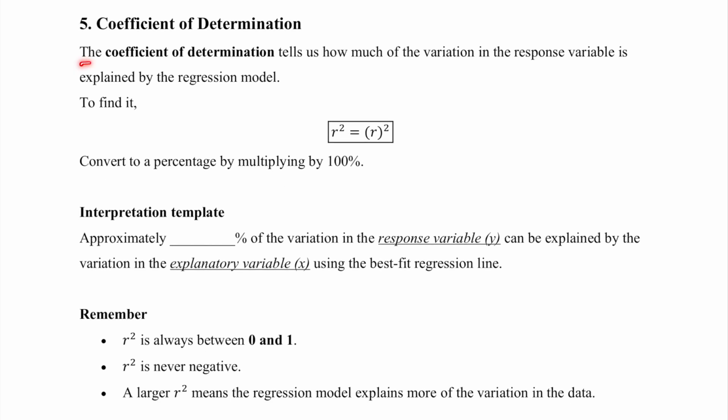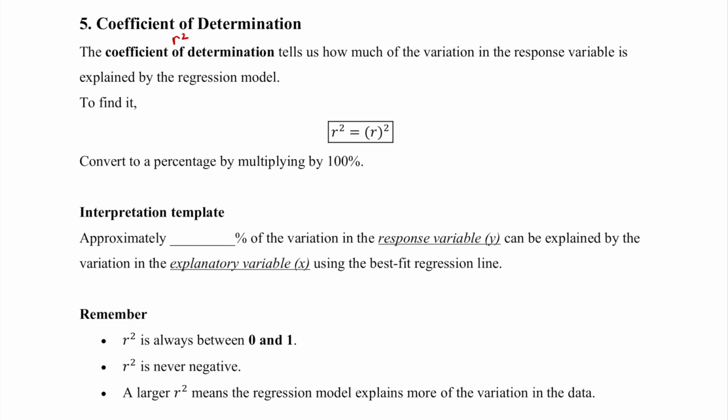The coefficient of determination is written as r squared. It tells us how much the variation in the response variable is explained by the regression model. To find the coefficient of determination, simply square the correlation coefficient. Since we are squaring the value of r, r squared is always between 0 and 1, and it can never be negative. In general, the larger the value of r squared, the more of the variation in the response variable is explained by the regression model.